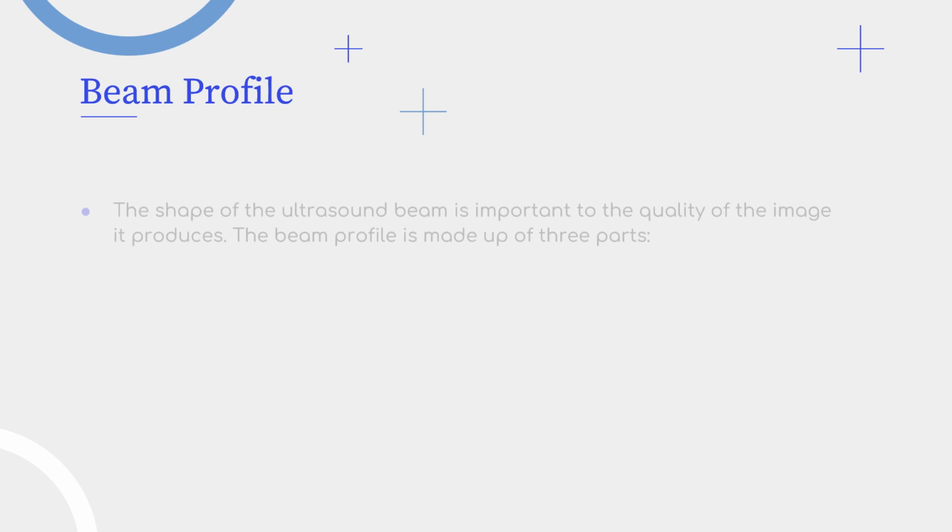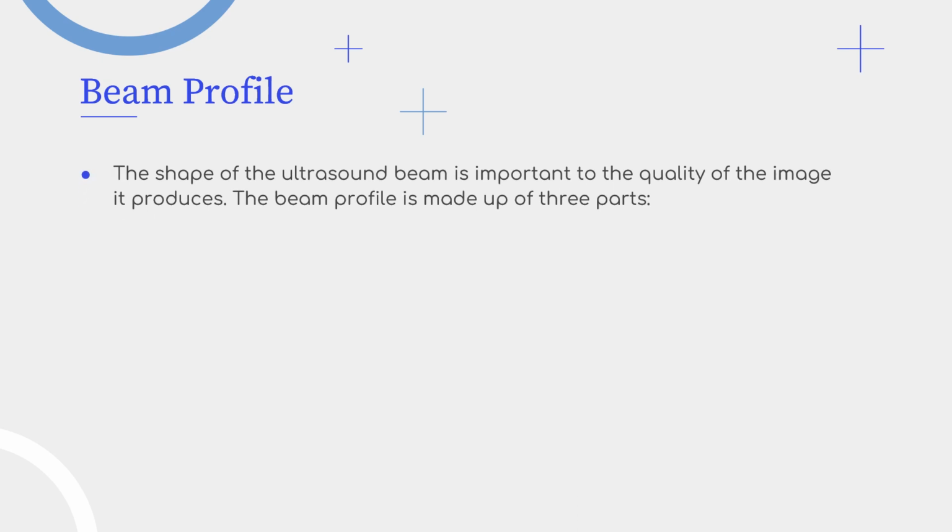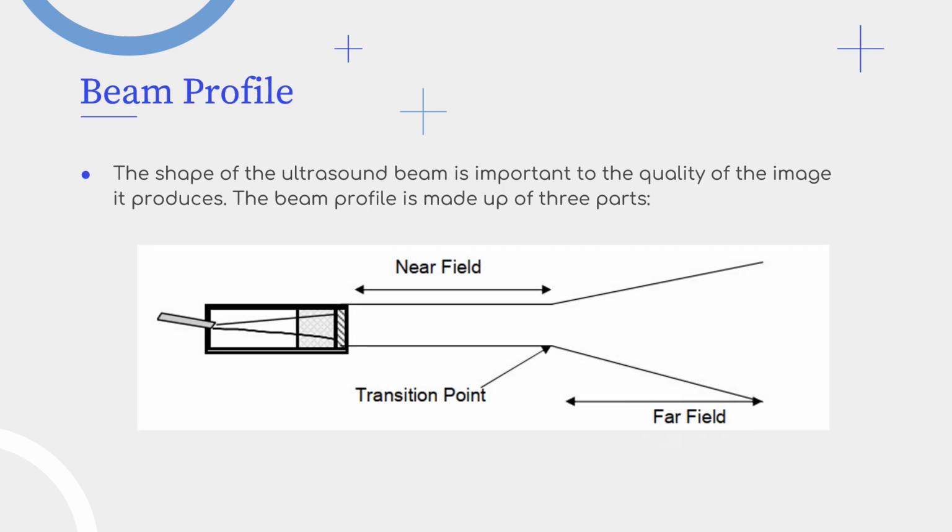Beam profile. The shape of the ultrasound beam is important to the quality of the image it produces. The beam profile is made up of three parts: near field, Fresnel zone; far field, Fraunhofer zone; transition point, the point at which near field ends and divergence begins. The length of the near field is often termed the transition distance. All sound beams are three-dimensional.